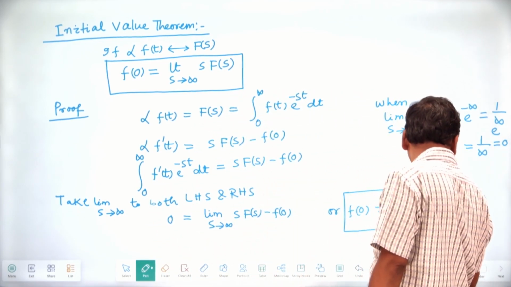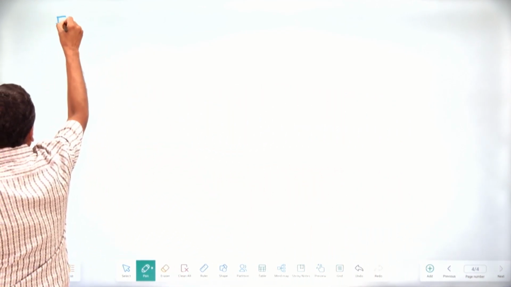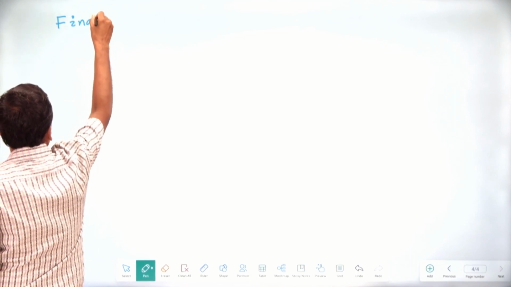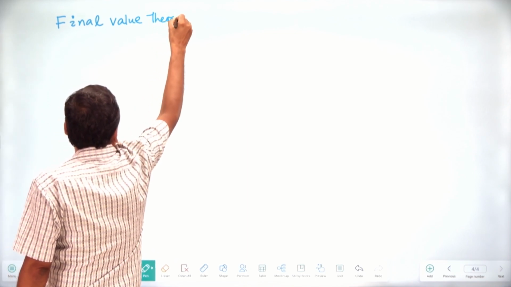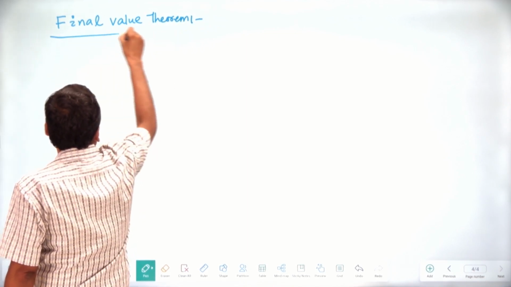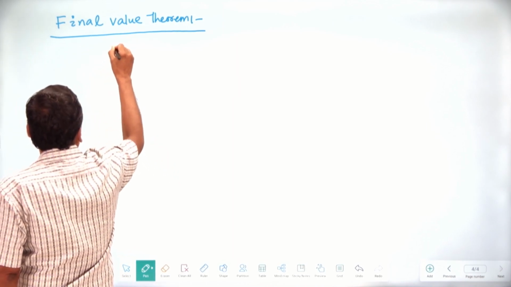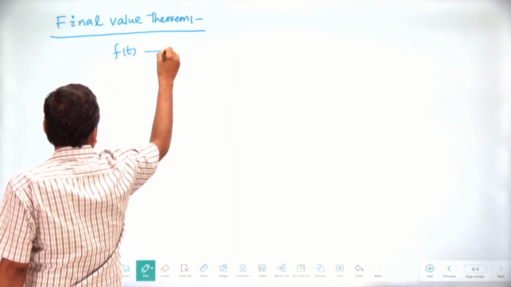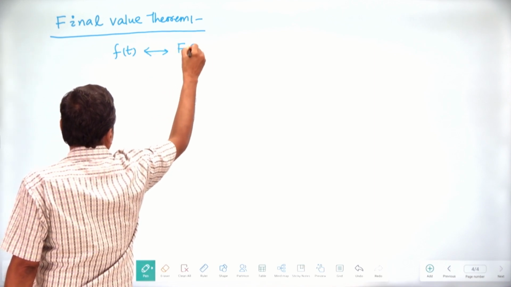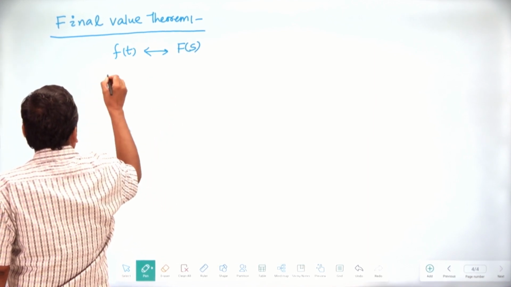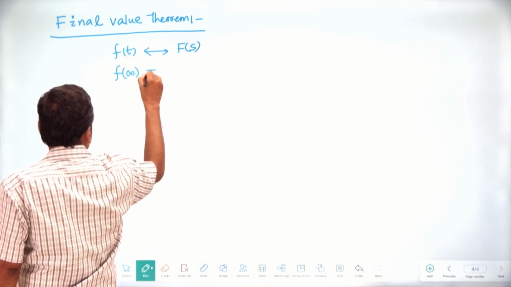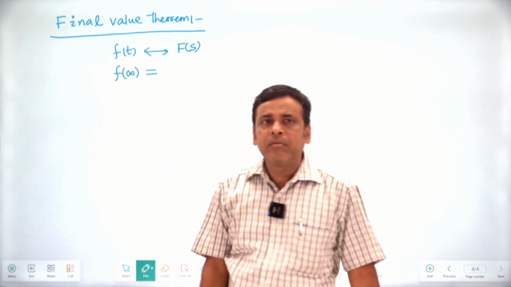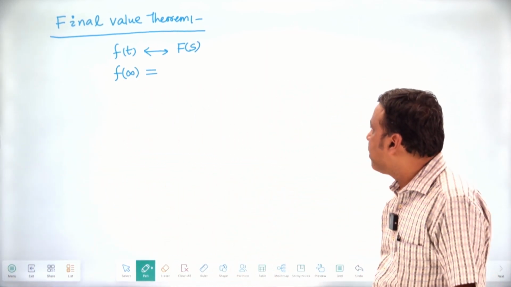In the final value theorem, as you know, f(t) and F(s) are a Laplace transform pair. In the initial value theorem, we find f(0); in the case of the final value, we find f(infinity). One is t tends to 0 and the other is t tends to infinity.